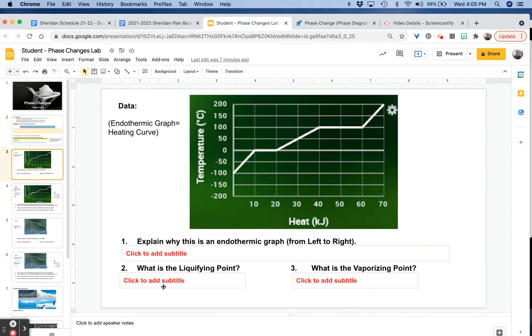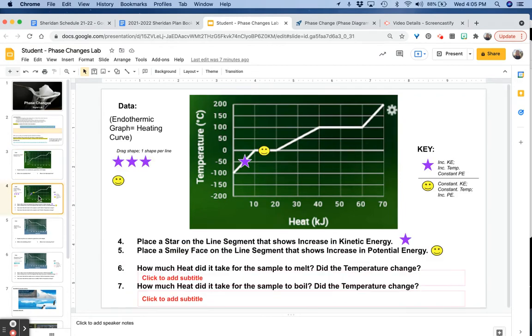So you'll answer these questions after observing that simulation. So more questions about the heating curve. It's asking you to place a star on the line segment that shows an increase in kinetic energy. Remember, we talked about kinetic energy as being the energy of motion. And I was kind of playing around with this earlier, but I'm going to just remove these. Oops, there we go. Energy of motion.